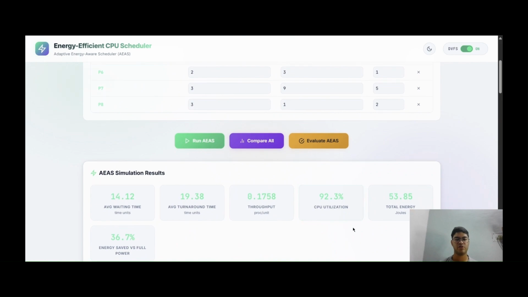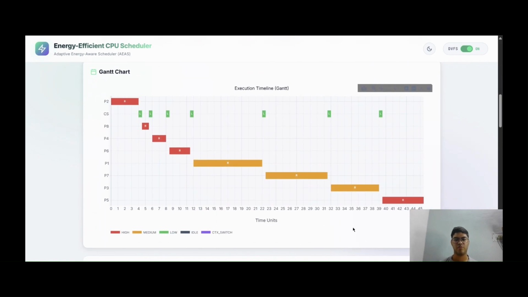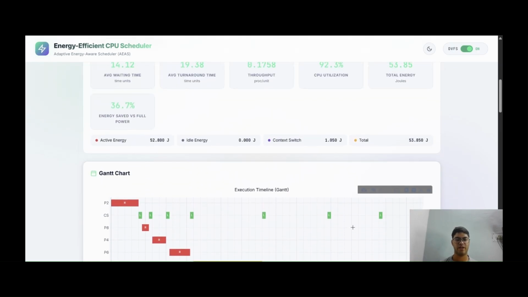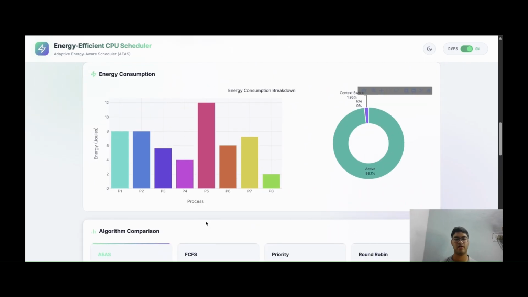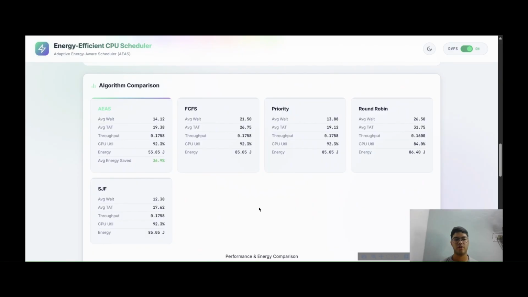After entering the processes, we run the simulation. The system generates a Gantt chart showing process execution along with different frequency levels. We also compare our AEAS algorithm with different traditional algorithms such as first come first serve, shortest job first, round robin, and priority scheduling.